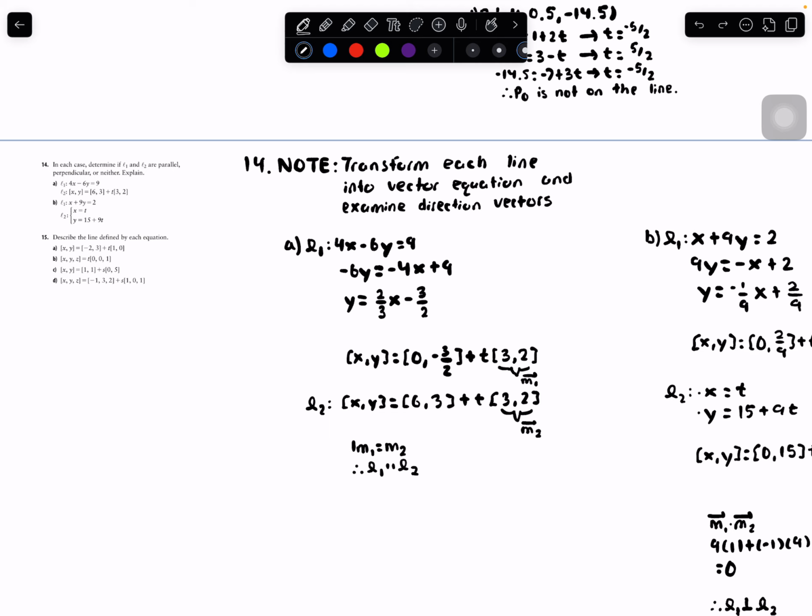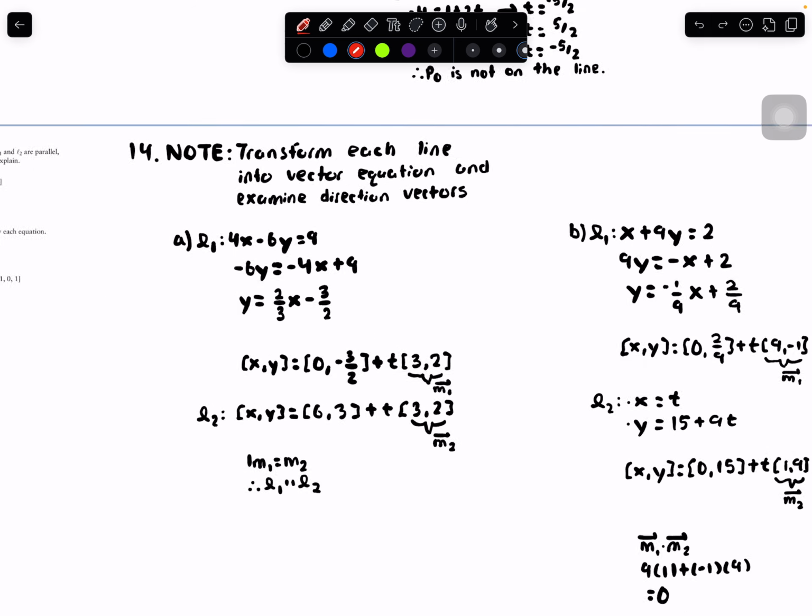Now I look at m1, which is here, and I look at m2, which is here. Are they scalar multiples of each other, or is their dot product 0? That's what I'm asking myself. In this case, they're scalar multiples of each other because 1 times m1 equals m2. So therefore, this is a neat symbol for meaning parallel. I don't know if you've seen it before. So line 1 is parallel to line 2. Done.